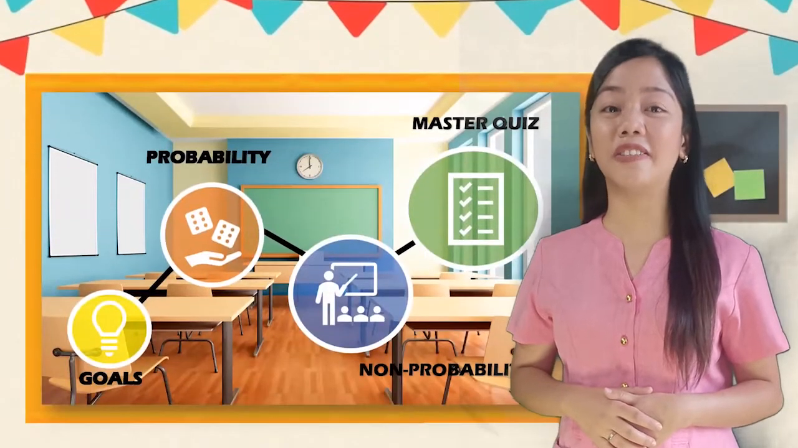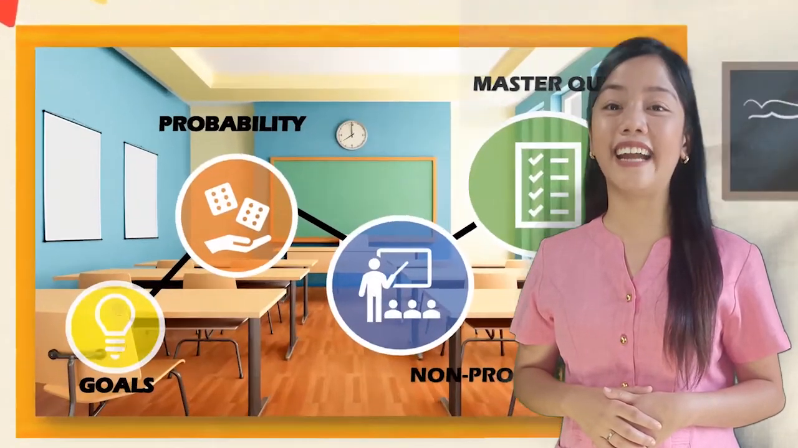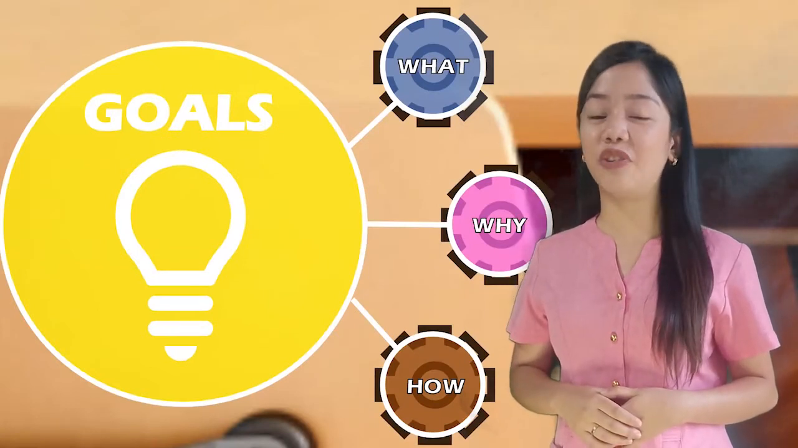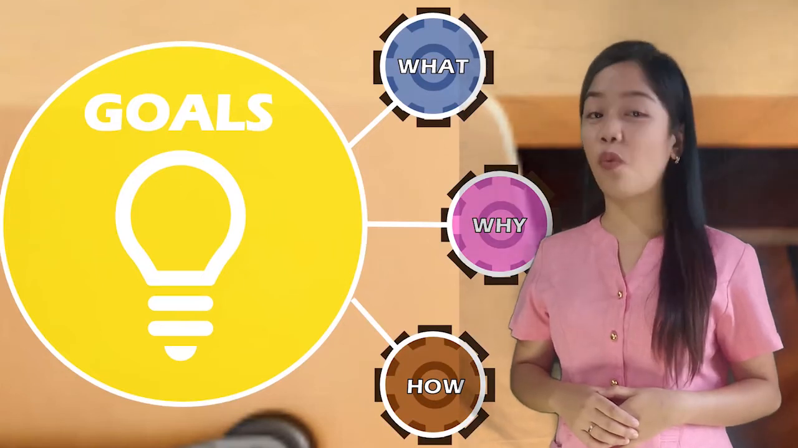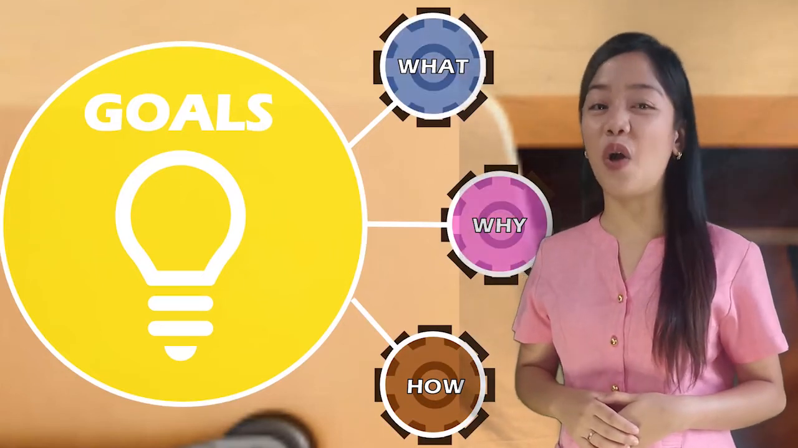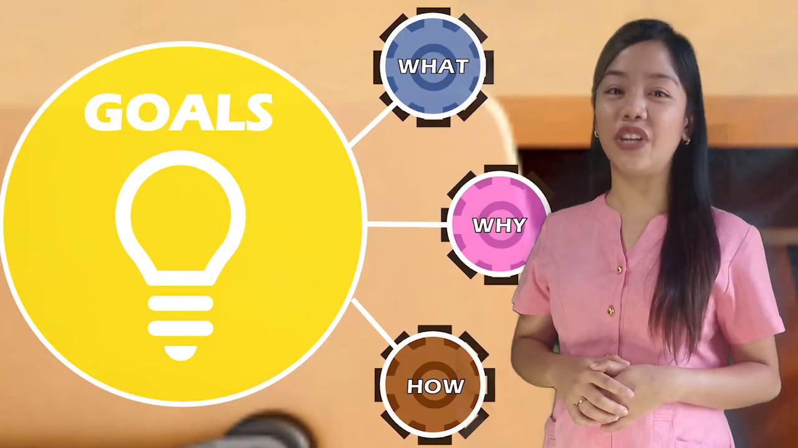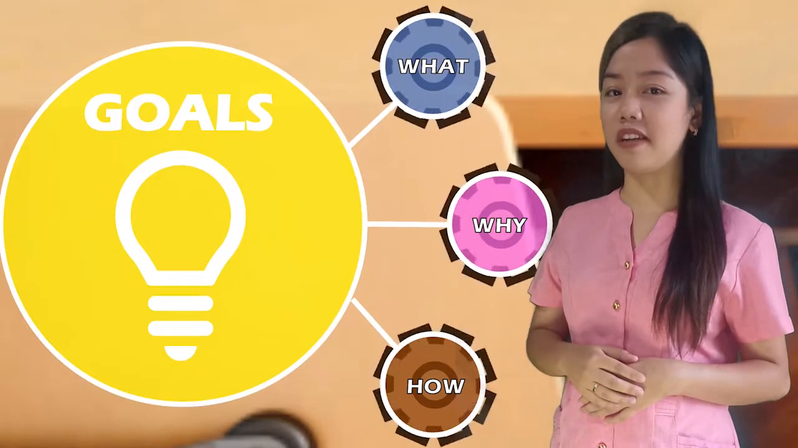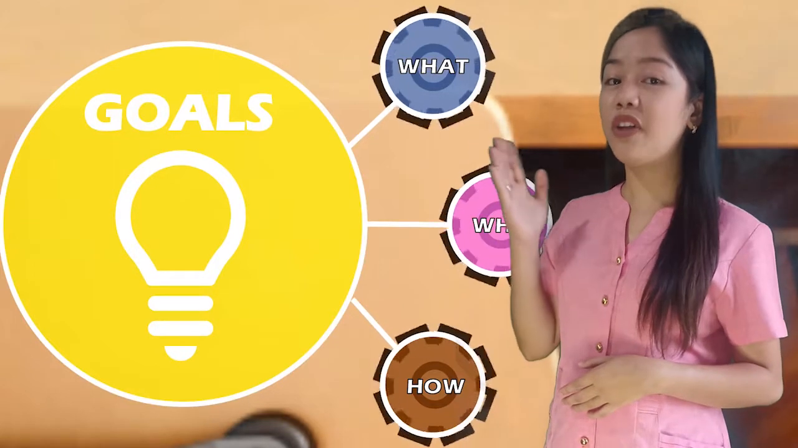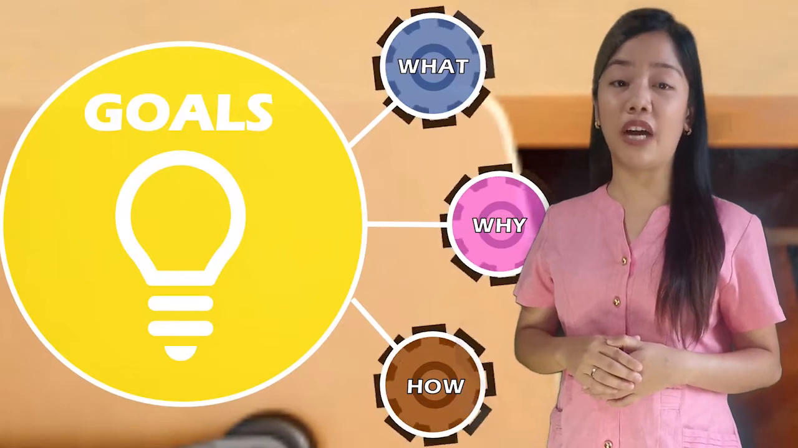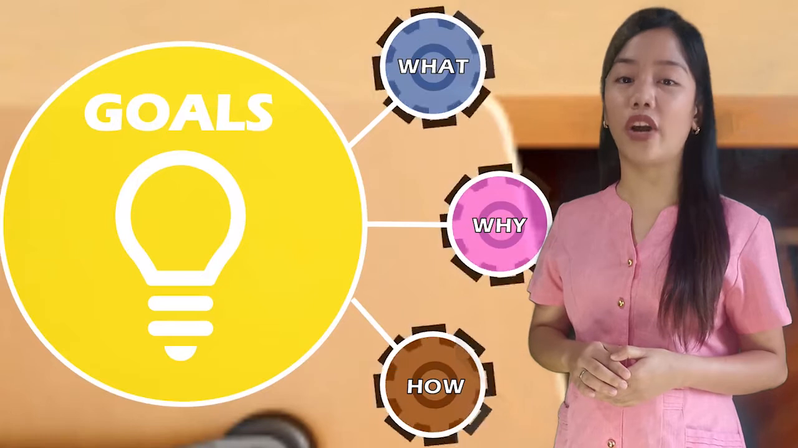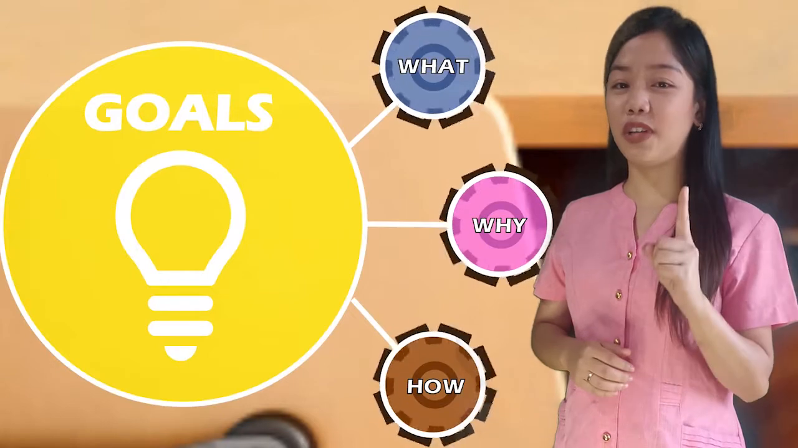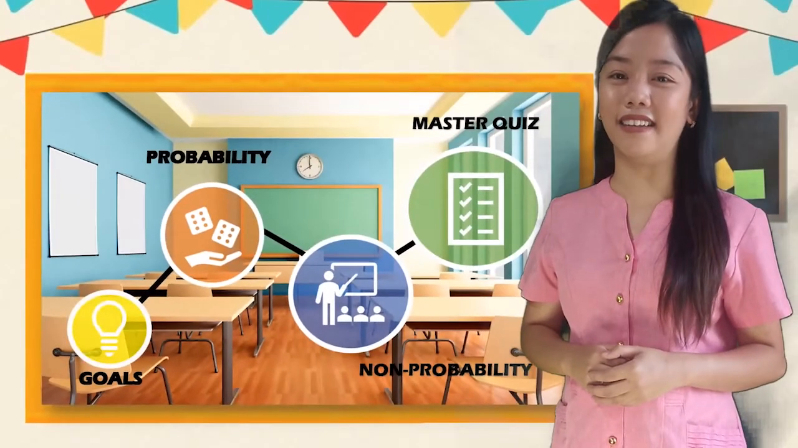For this time, let us dig deeper into the topic by knowing first the end in mind. Here are the 3 specific goals that we have to attain at the end of the lesson. And these are what, why, and how. At the end of the lesson, you are expected to identify what the various sampling techniques are, understand why we need to know them, and specify how these various techniques work in research. If you do not have any question in mind, let us talk about the 2 types of sampling method.